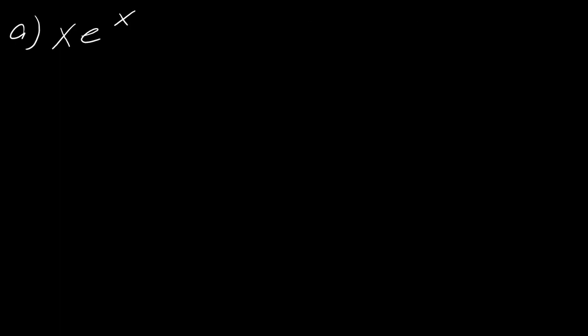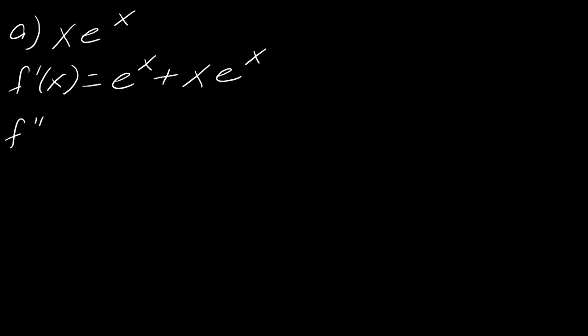Okay, so the whole thing with deriving a Maclaurin series on your own is taking enough derivatives to notice patterns. The first thing I'm going to do is start taking derivatives of this. Obviously I'm going to have to use the product rule. I take the derivative of x, which is just 1, and 1 times e to the x is e to the x. Then I leave x alone and take the derivative of e to the x, which is just e to the x. Okay, so there's my first derivative.